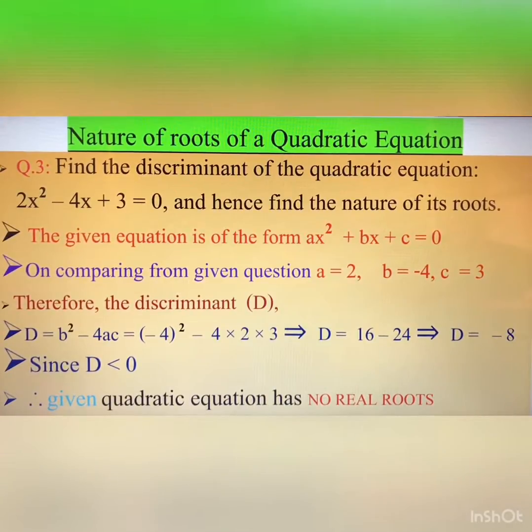So no need to solve this equation for the roots, because this quadratic equation has no real roots. Why no real roots? Because the value of the discriminant is less than 0. Less than 0 means negative. If you get a negative value, then you will get no real roots of the given quadratic equation.